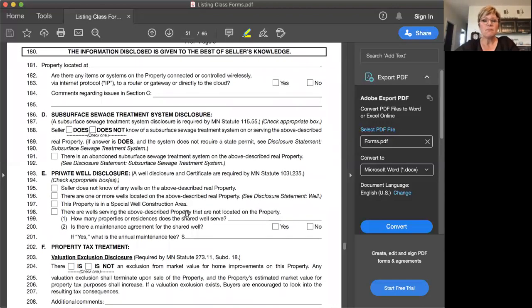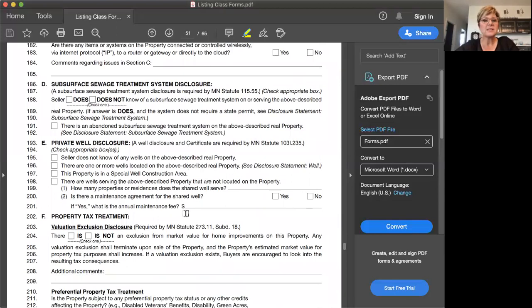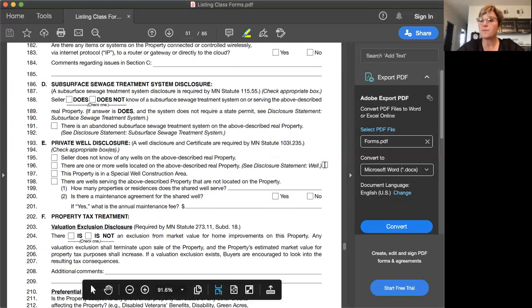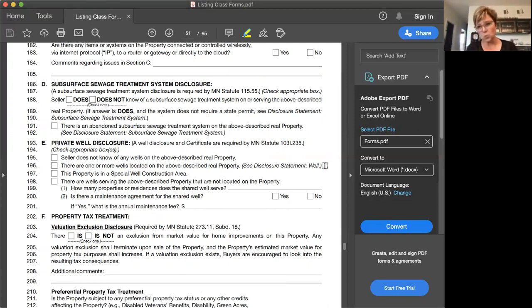So one of the other things I want to point out is if they get to this section right here on septic systems and wells, and they check that seller does know of a subsurface sewage treatment, which is just fancy for septic system, or seller does know of a well on the property, it says right here, see disclosure statement for subsurface sewage treatment, or see disclosure statement for well. So then they will need to fill out those disclosure statements as well.